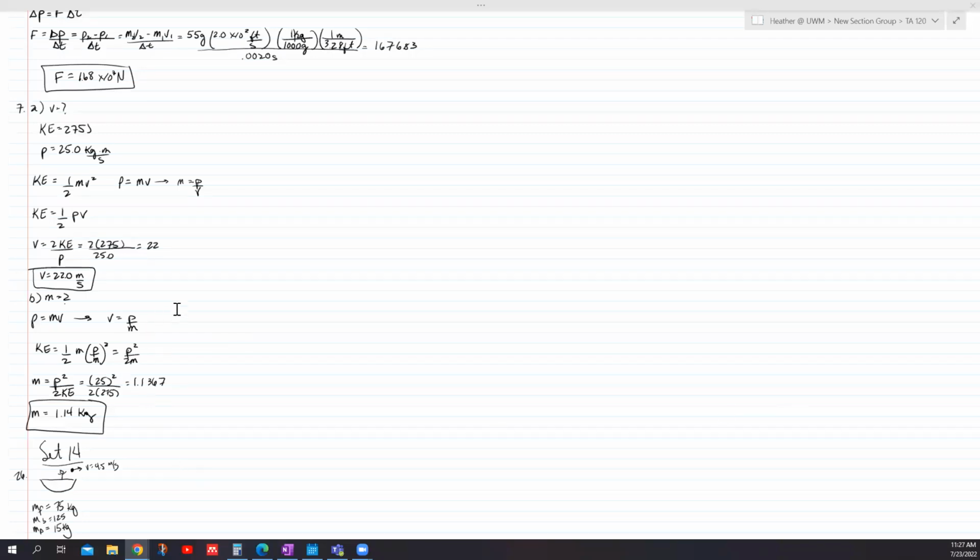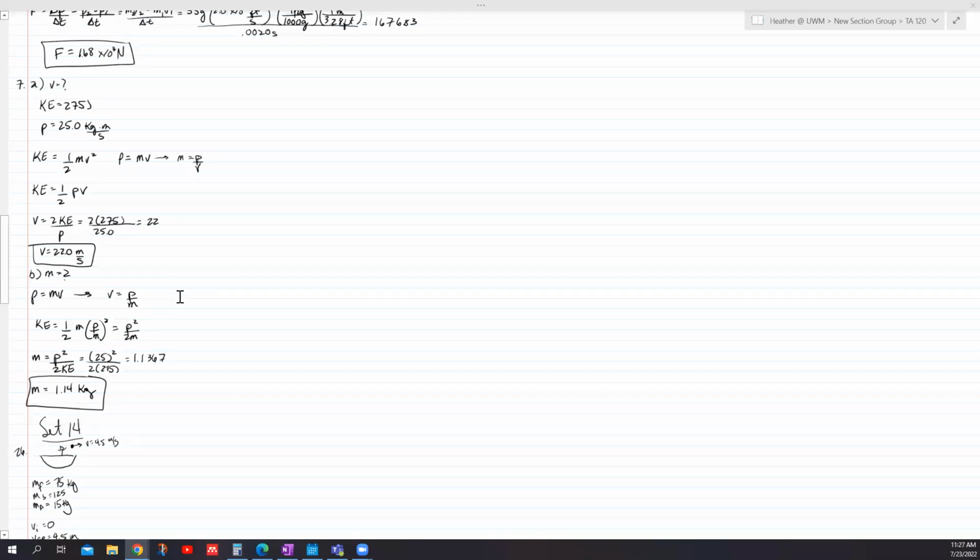All right, now B, we're looking for the mass of the object. We know that P equals mv. We're going to rearrange for V now because we're not looking for V, we're looking for M. So we're going to say V equals P over M. We're going to shove that in for V, and we get kinetic energy equals 1/2 M times P squared over M squared, or P squared over 2M.